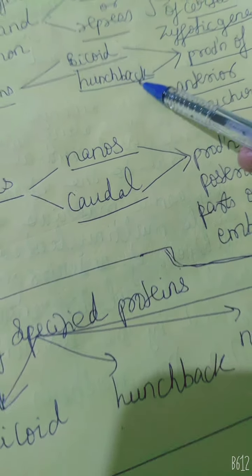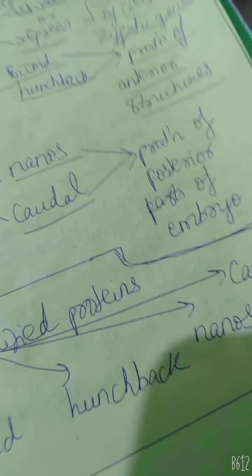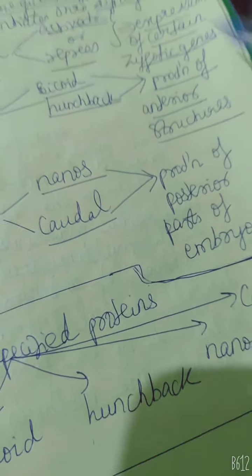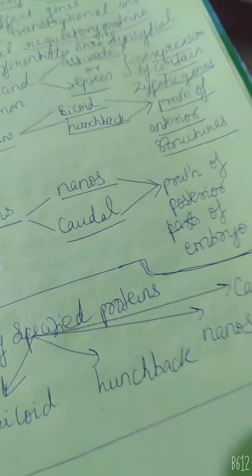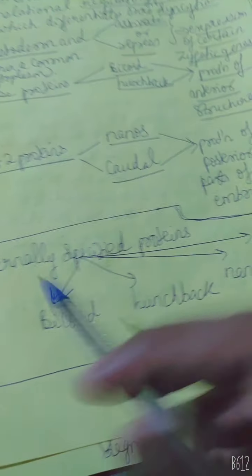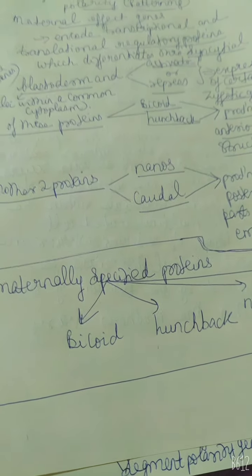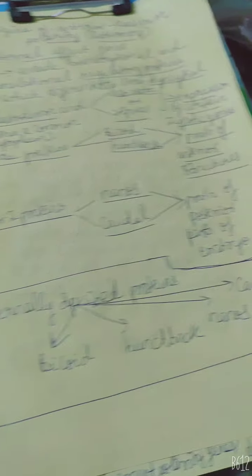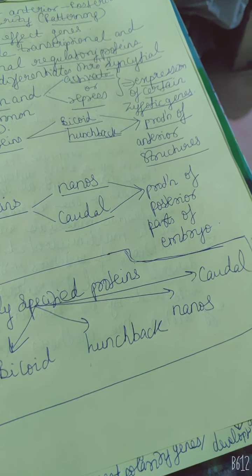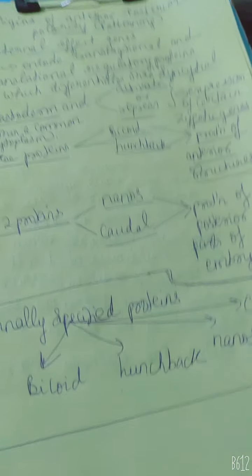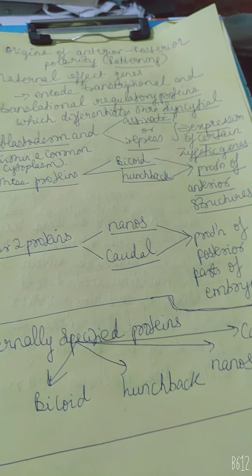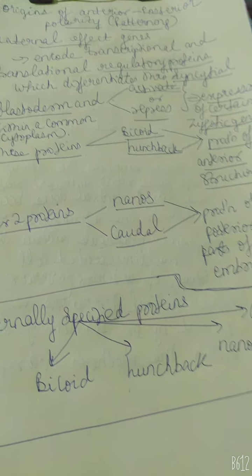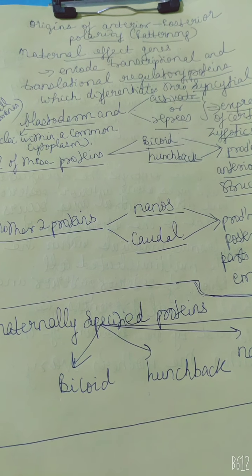Out of these, bicoid and hunchback will facilitate the production of anterior structures in the development of those structures. Nanos and caudal will facilitate the production of posterior parts of the embryo. In short, as I have given in the last table, the maternally specified proteins are 4 in number: bicoid, hunchback, nanos and caudal. Next, how these genes get regulated by other genes, I will mention in the next video. Hope you guys understood this much.